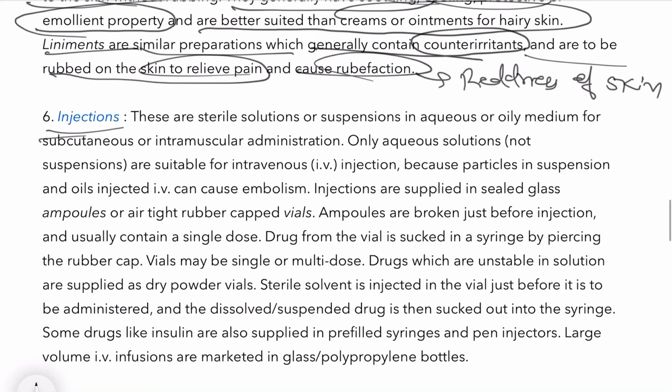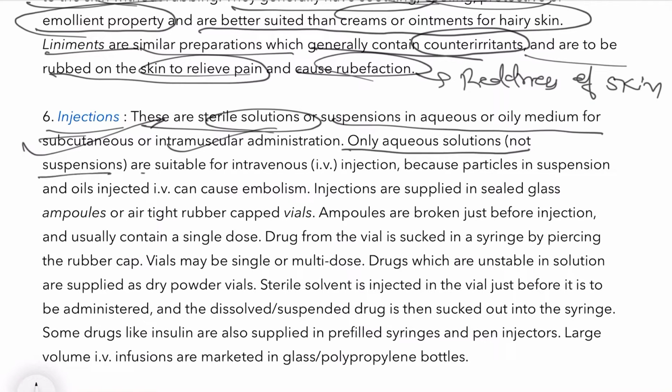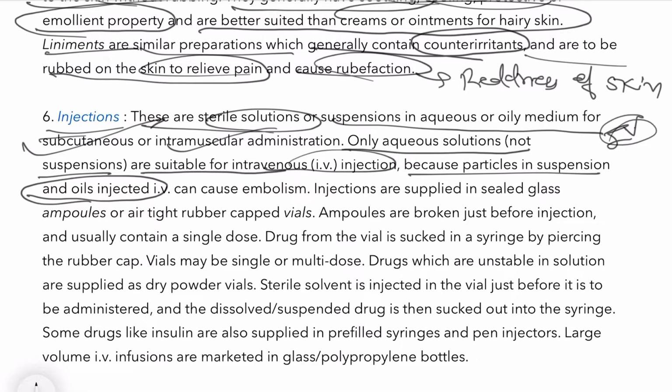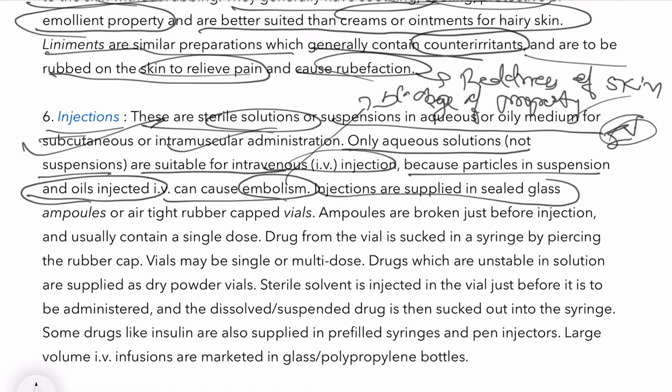Lotions. Next is injections. These are sterile solutions or suspensions in aqueous or oil medium that can be given for subcutaneous or intramuscular administration. Only aqueous solutions, not suspensions, are suitable for intravenous, that is IV injection for short. Because particles in suspension or oils injected IV can cause embolism. Embolism is the blockage of an artery, remember. Sometimes if an injection is not given in a proper way, then it can cause a blockage, where you are told to apply ice. Injections are supplied in sealed glass ampoules or tight rubber vials.